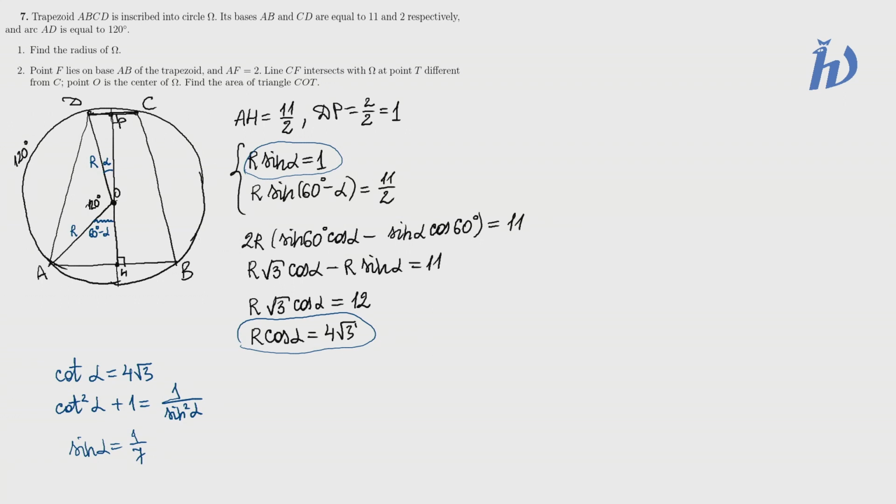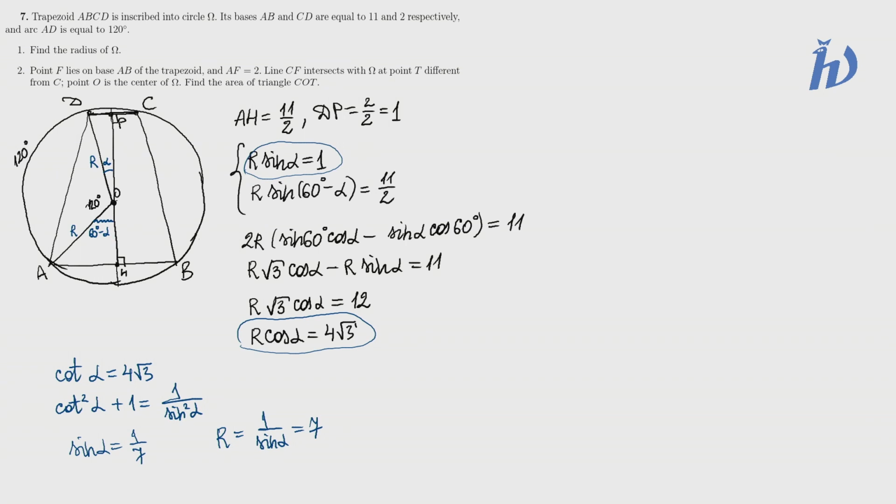I just wonder if we need cosine of alpha at all. It can be found, of course, but I doubt if we need it. Well, if we need it further on, there is no problem to multiply cotangent by sine and get a cosine this way. But I can see that a radius can be expressed without knowing the value of cosine. So radius is 1 over sine of alpha, and that is 7. And in fact, we have solved the first item from this task. Now to the second item.